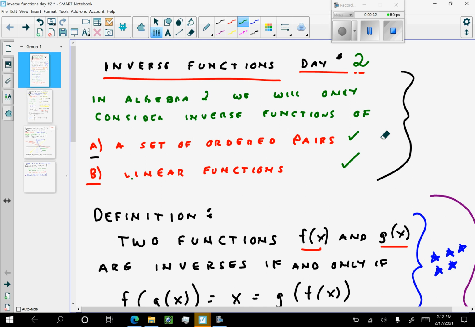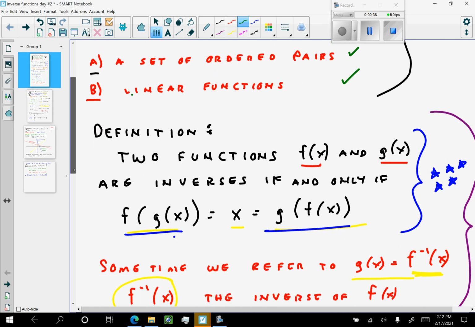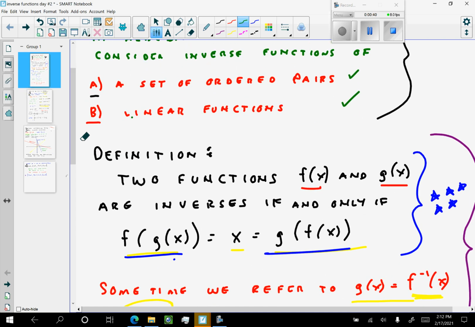And we will review again the definition of inverse functions. This is the same definition that we will use in pre-calculus. Two functions, f(x) and g(x), are inverses if and only if f of g of x is equal to x, which is equal to g of f of x. And when we are given two functions, this is the first thing that we're going to check to make sure that they are inverses.